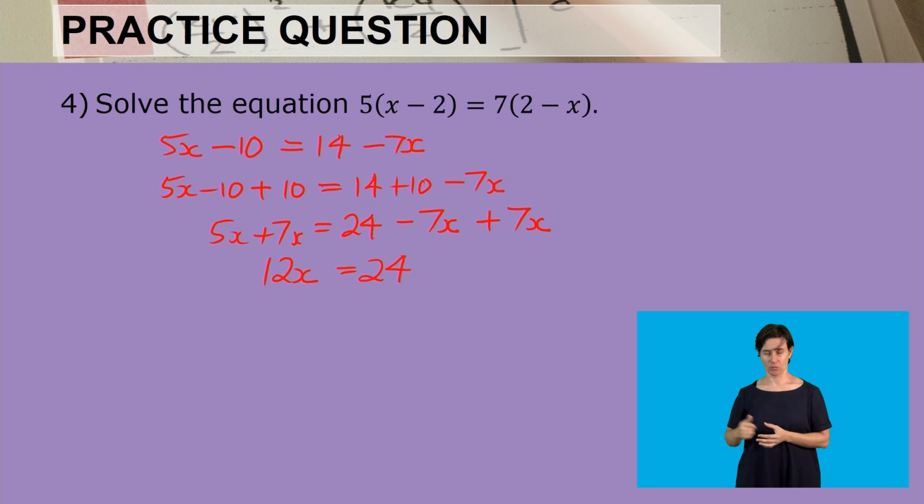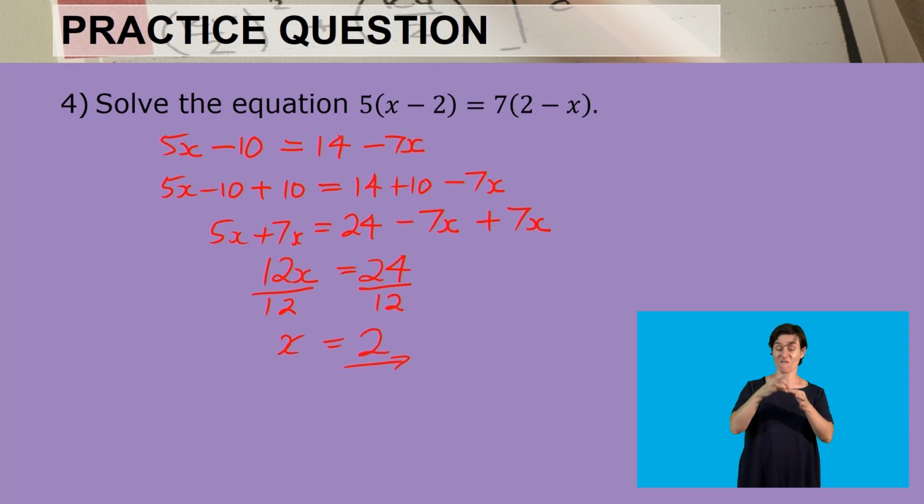And now we need a multiplicative inverse of 12. 12 and x are multiplied together, so the opposite operation is division. So the multiplicative inverse of 12 is 1/12, and so it would be 12x divided by 12, and 24 would also be divided by 12. 12 divided by 12 is 1. 1 multiplied by x is x, and then 24 divided by 12 is 2. So our value of x would be 2.